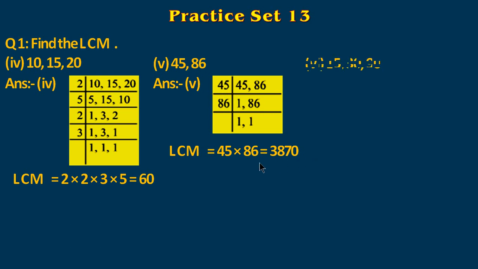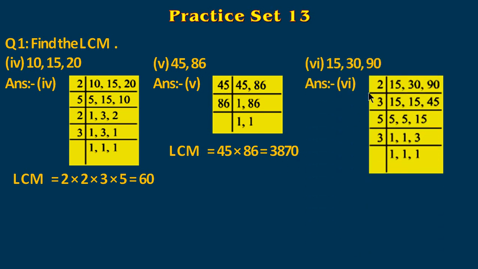Now another example, 15, 30, 90. Now 15, 30, 90, you can take 2 15s are 30. 15 is not divisible by 2, but 30 and 90 are divisible by 2. So you will take 15 down as it is. 2 15s are 30, 2 45s are 90. Now 3 is common, 3 5s are 15 and then 3 15s are 45.